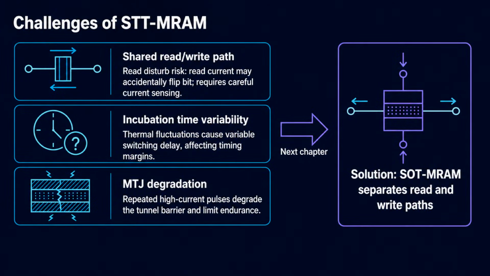STT-MRAM faces 3 main challenges. First, the shared read-write path creates read disturb risk where sensing current might accidentally flip bits. Second, incubation time variability from thermal fluctuations affects timing margins. Third, repeated high current pulses degrade the tunnel barrier, limiting endurance. These challenges motivate SOT-MRAM, which separates read and write paths.